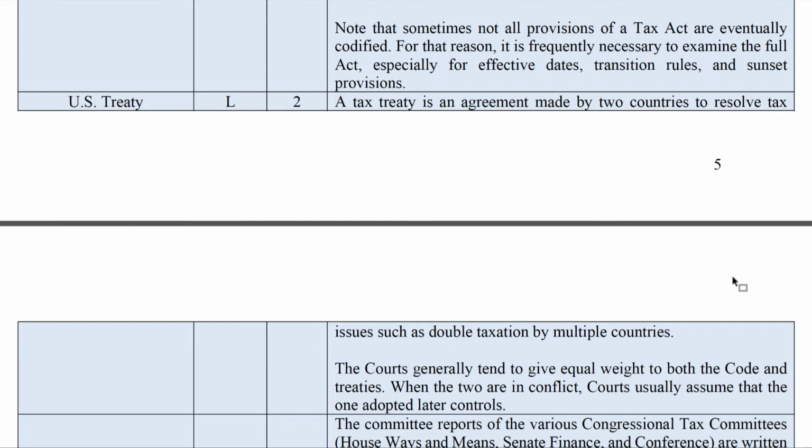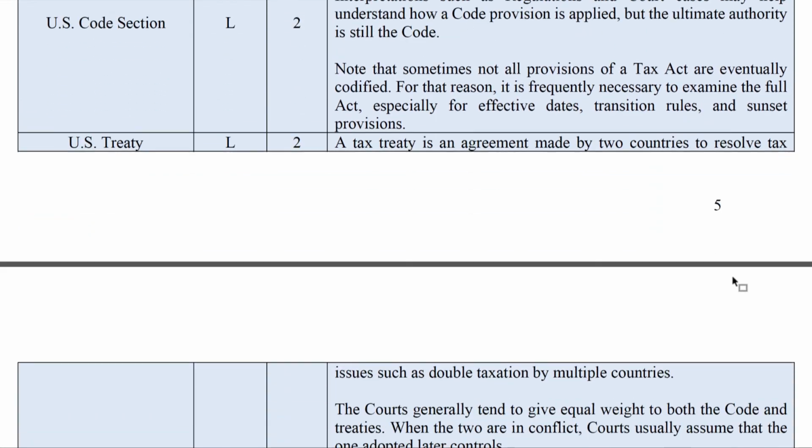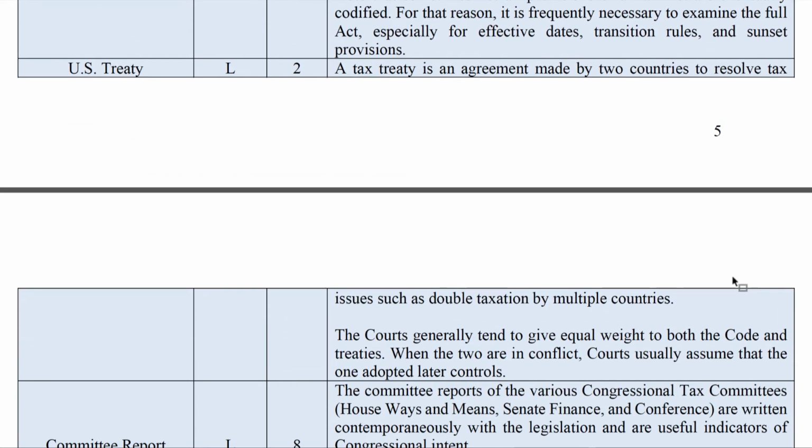Now note that both the code and a treaty have a number 2. So the question arises, what happens if you have a treaty and a code and both have conflicting elements? Well, the courts generally tend to give equal weight to both the code and treaties. That's why I've given it number 2. And when the two are in conflict, courts generally go with whatever has been enacted or adopted later. Now, I want to stop for a second. I'm going to reference this later at the end of this chart table.